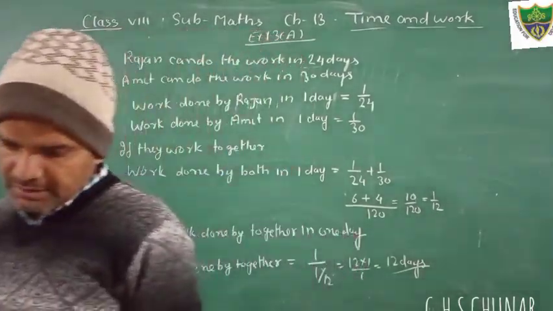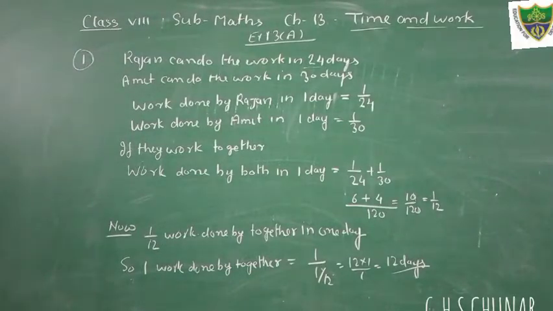Okay, you note it. So to find the solution of this question, first we find the 1 day's work and then we add them. That is the 1 day's work of both. Again, we convert it to the total time taken to complete the work. The second question is the same, we will do that as well as the third.